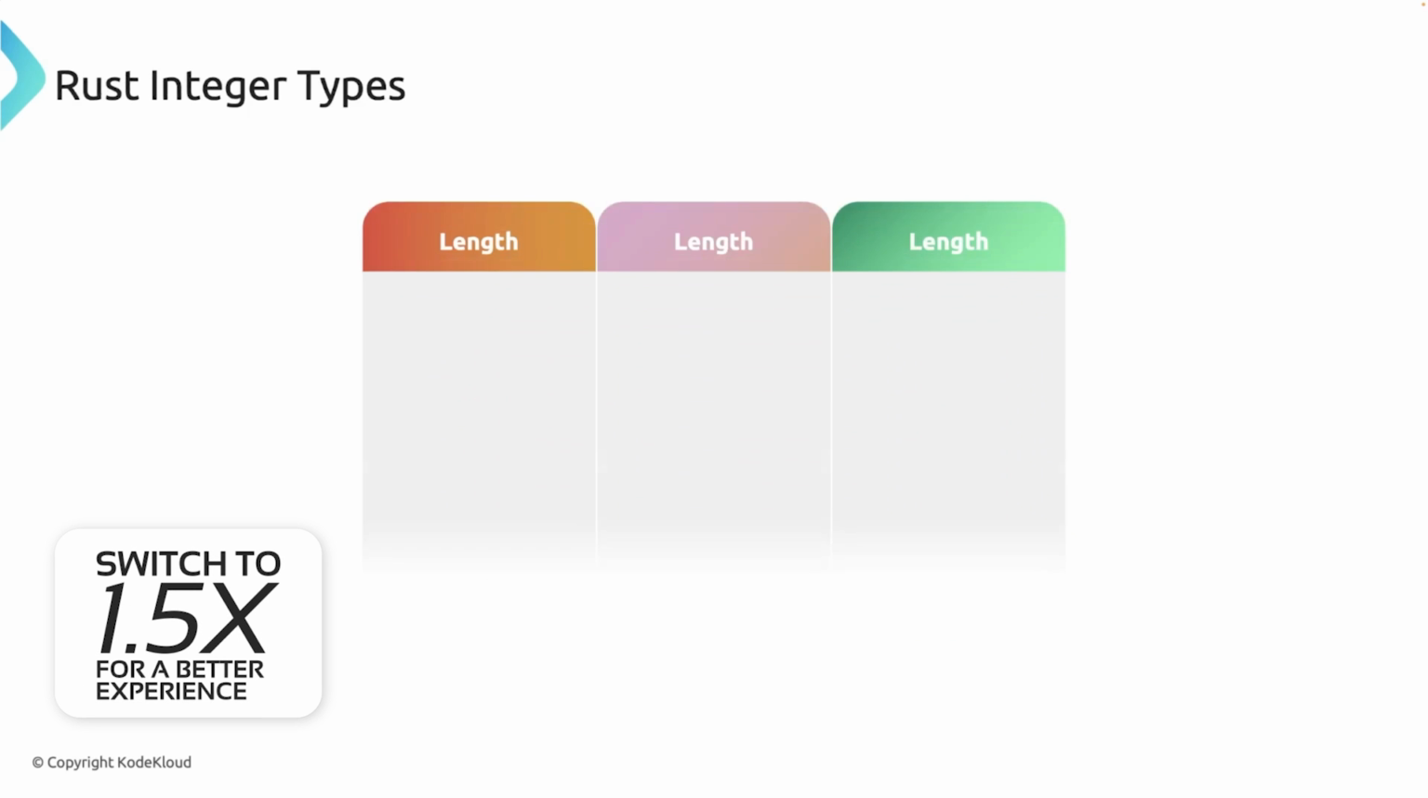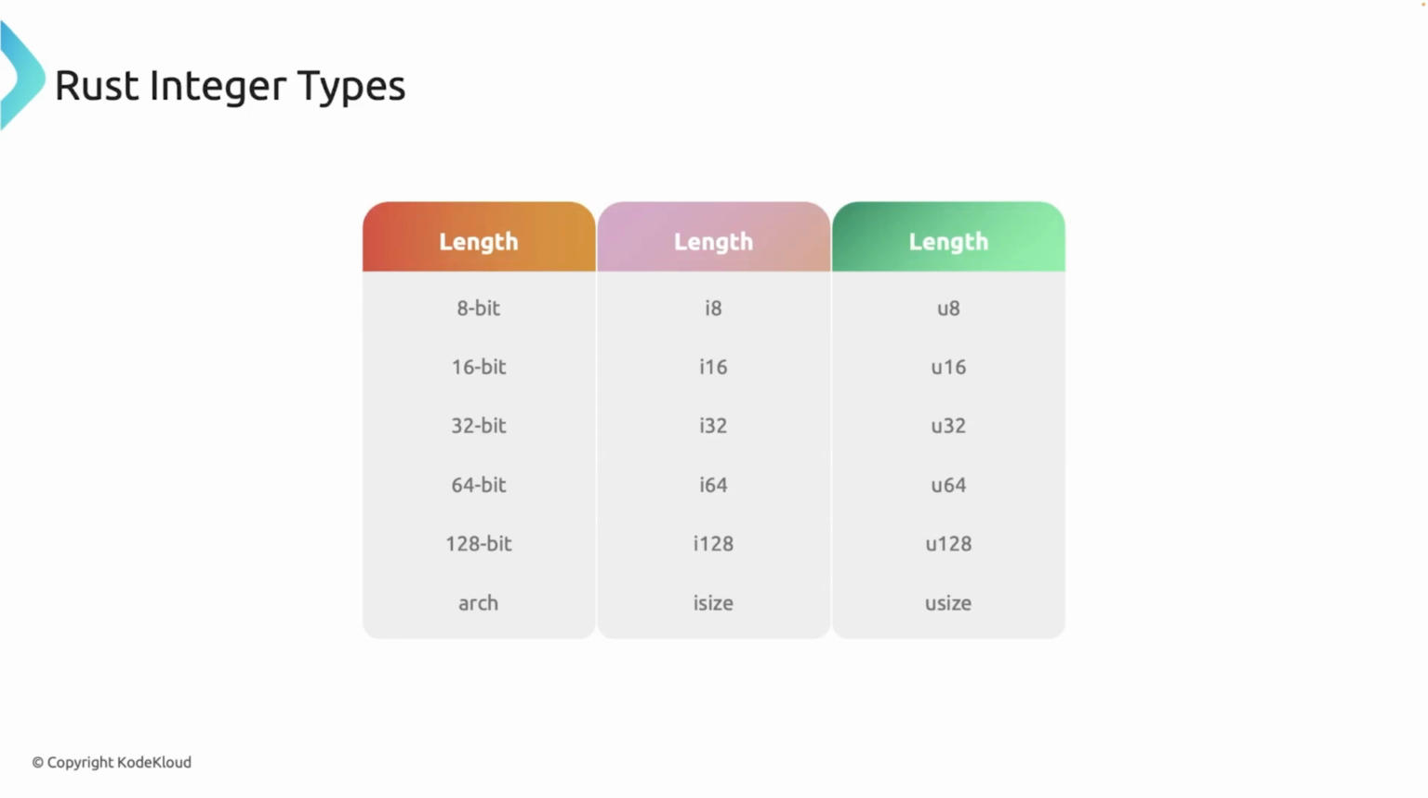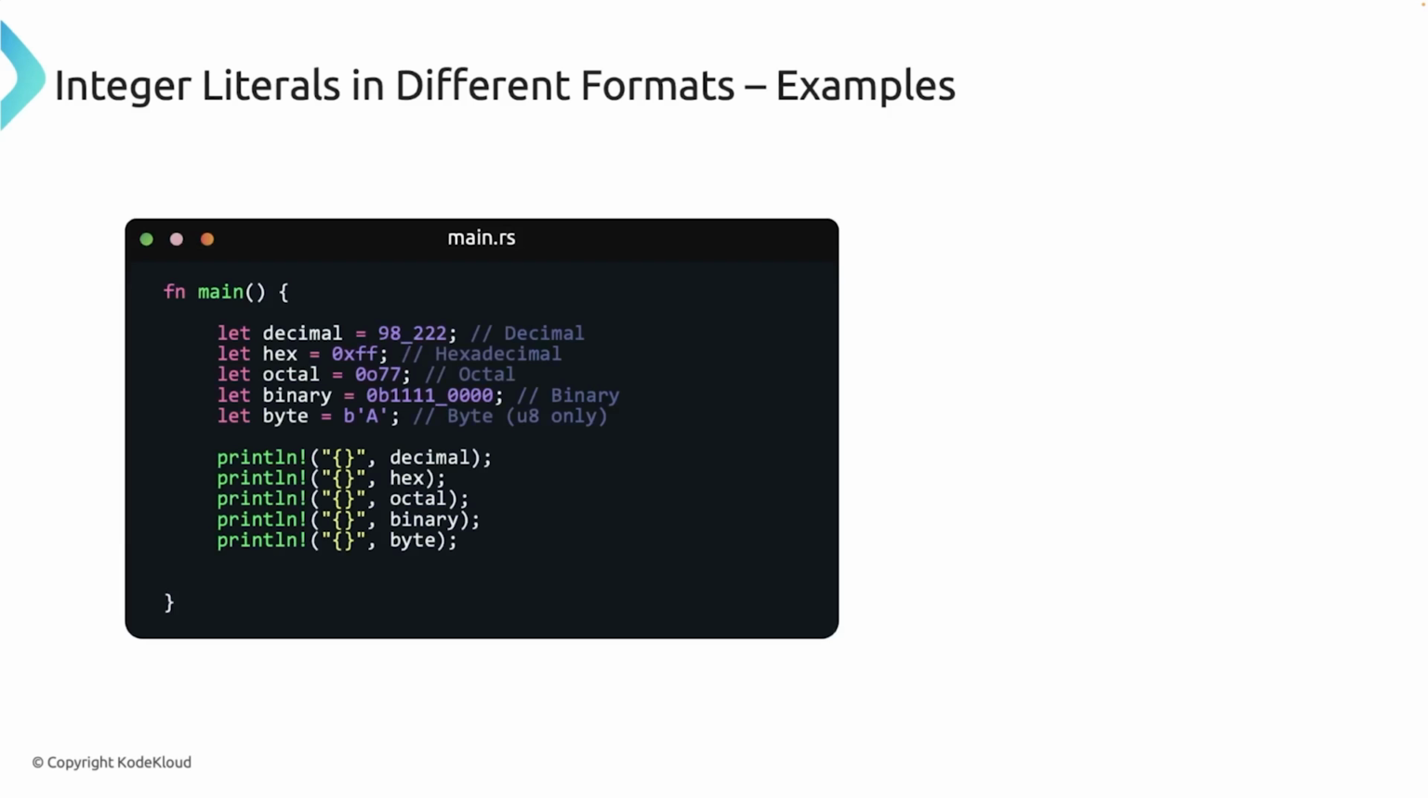Here's a table of Rust integer types. By default, Rust uses the i32 type, which is a 32-bit signed integer. But you can specify other types if needed. Here are some examples of integer literals in different formats. First up, we have a decimal, which is a base 10 number. Then we have a hexadecimal number, which is base 16 and is prefixed with 0x.